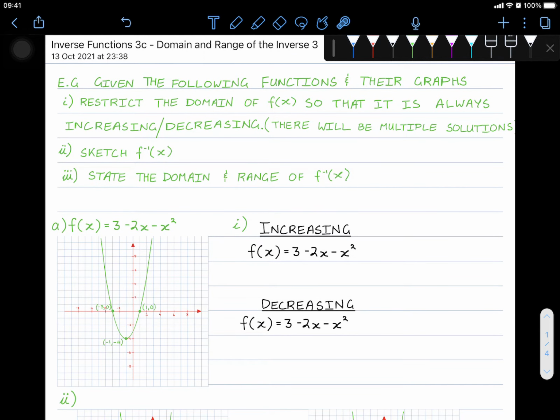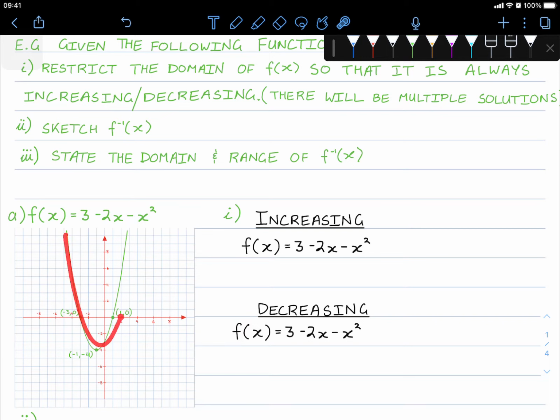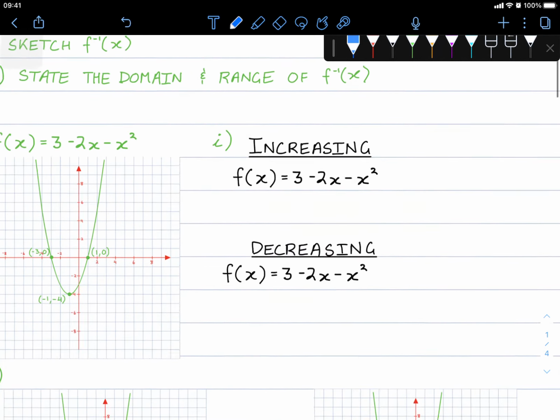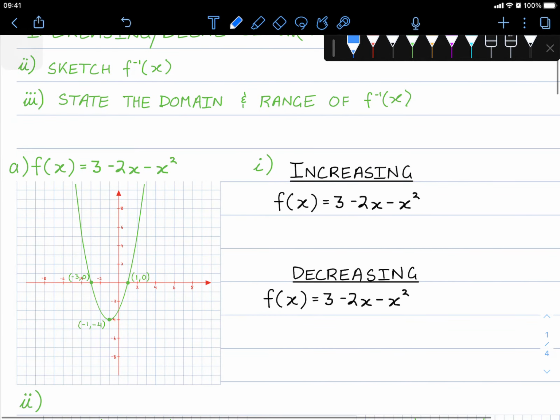So the first thing we're going to do is identify in this function where it is always increasing. Because remember, when we do this, we make it so that it becomes a one-to-one, as in it passes the horizontal line test, because right now it fails. So let's identify where this function is always increasing.